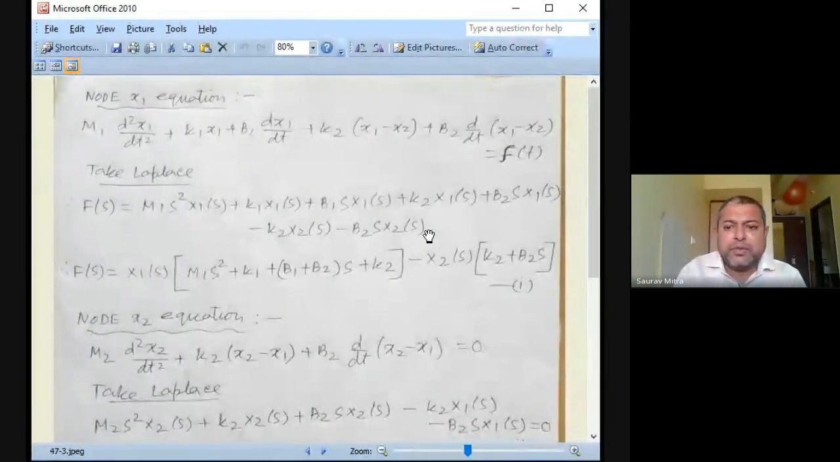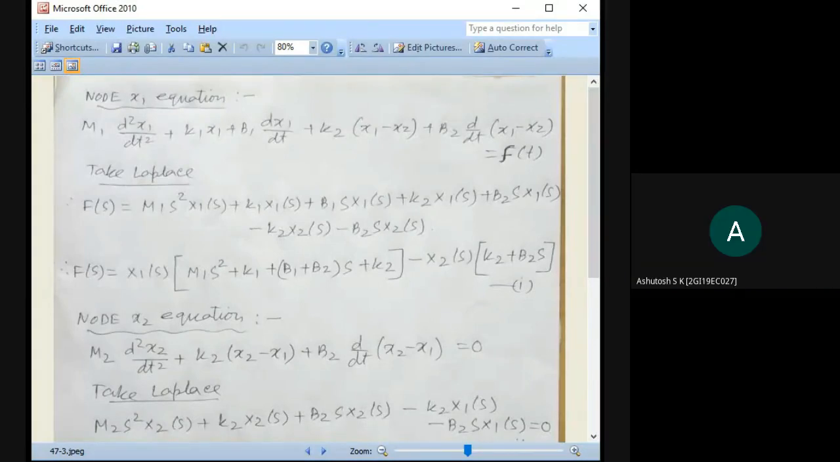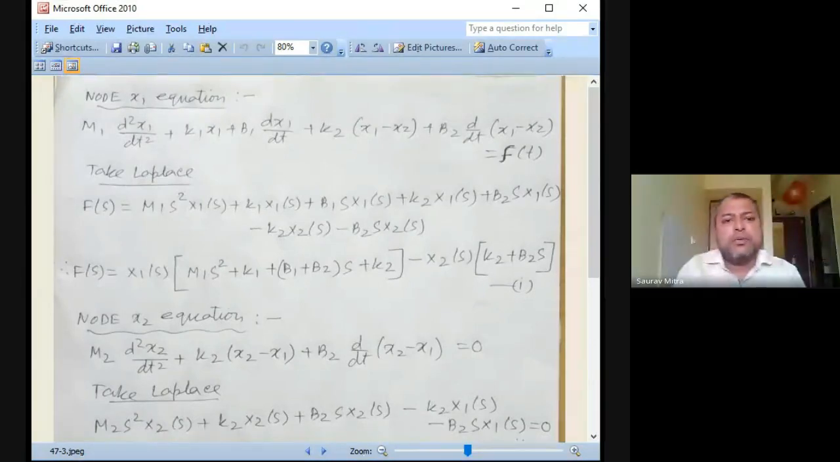I guess it is visible. Okay, anybody please confirm it. The darkness is not very much, so anybody please confirm if it is visible at your side. Yes, sir. Okay, so it is visible, so I can go ahead.